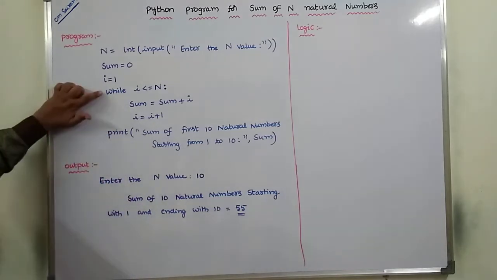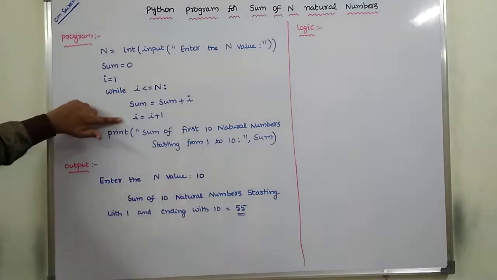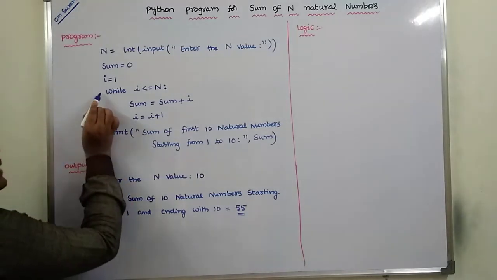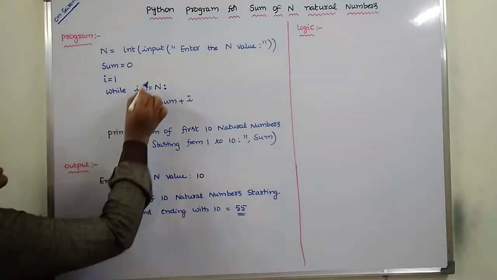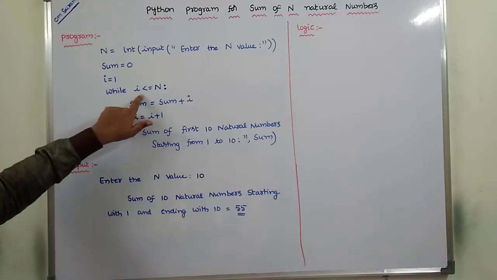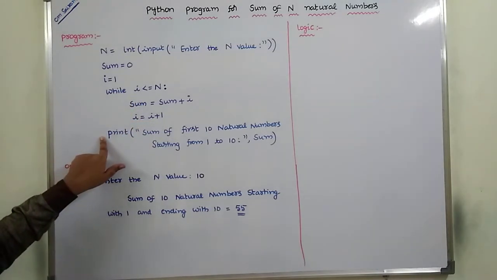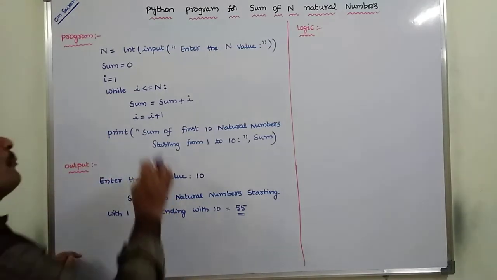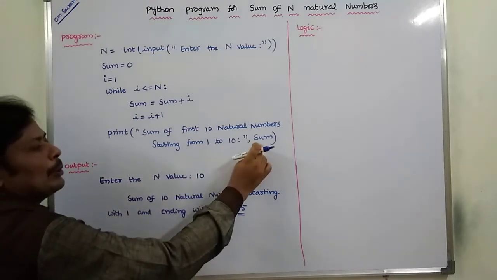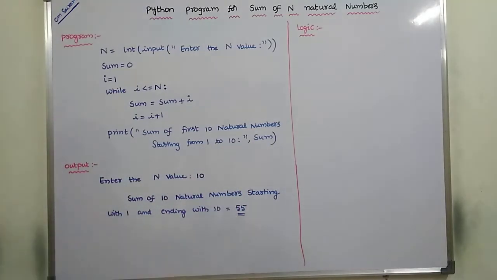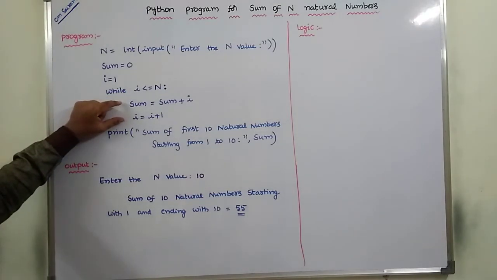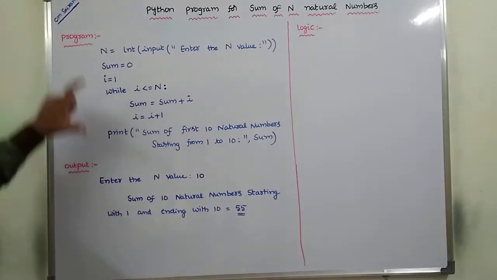So the while loop starts at this point and ends at this point. Okay. So the next statement is this one. The control goes to this place whenever this condition is false. Then print sum of first 10 natural numbers starting from 1 to 10. That value is 55. That 55 value is printed. If the condition is true, then the statements within the while loop are executed. So this is the program.